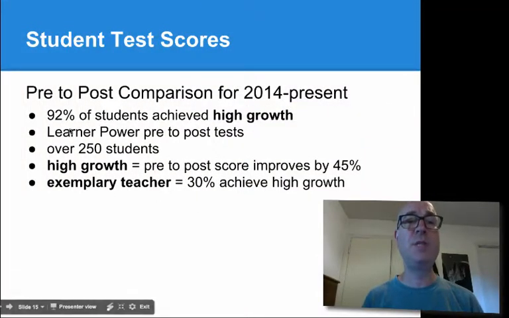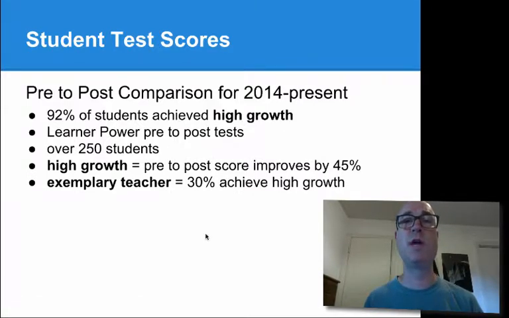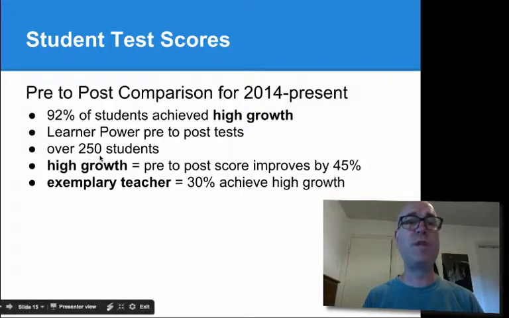Well, 92% of my students have achieved high growth. That means that they take the pre-test and the post-test, and these tests are in the website. You can use them yourself. And over 500 of my students have taken this. The state considers you to be an exemplary teacher if 45% of your students achieve high growth. Well, 92% of my students are achieving high growth, so this system works.